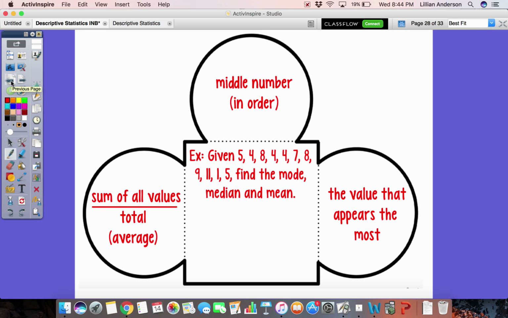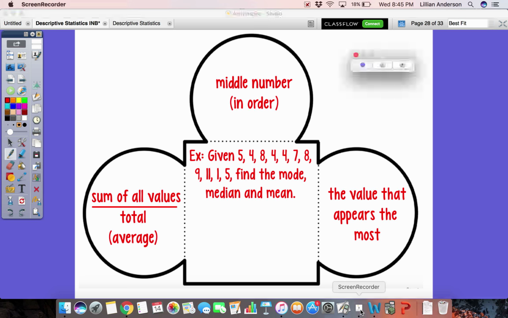And hopefully you did not need me to put up these definitions. You already knew that the mode is the value that appears the most. The median is the number that's in the middle once you put it in order. And then, of course, the mean is also known as the average. You basically add up all the values and then divide by however many data points you have.